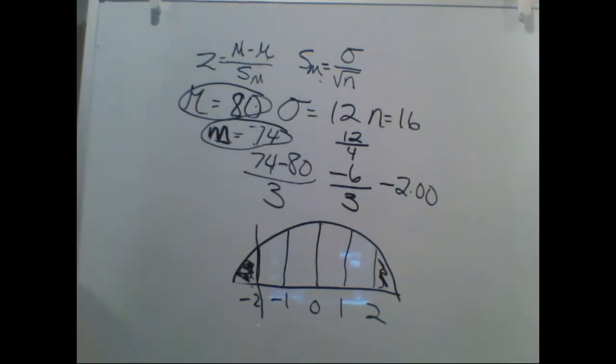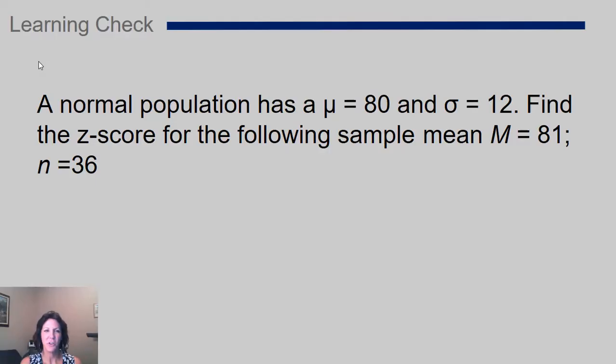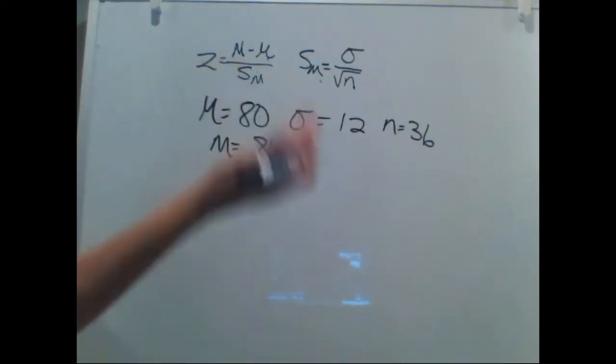Okay, let's try another. Here's another learning check. A normal population has a mean of 80 and a standard deviation of 12. Find the z-score for the following sample mean. The mean is 81 and the n of the sample is 36. Okay, we have everything that we need.